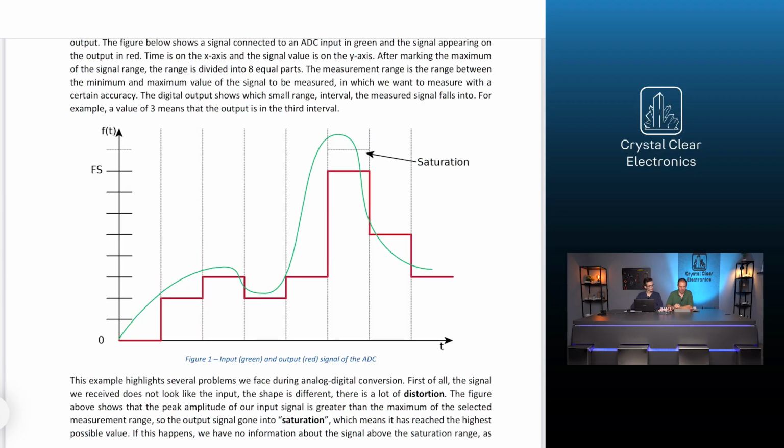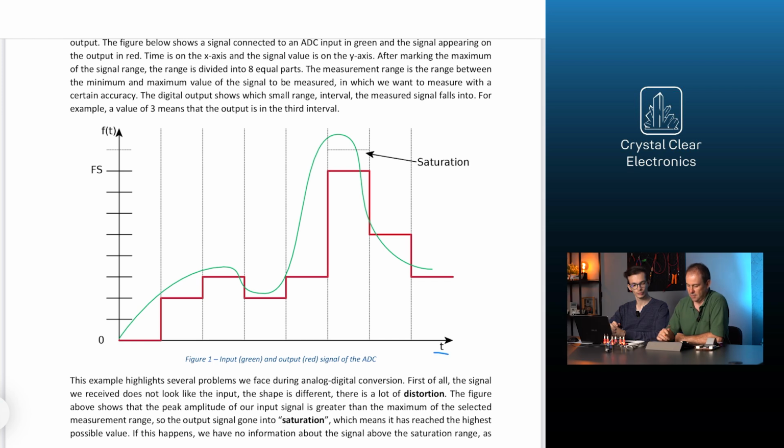The ADC is a converter which converts the continuous electrical signal connected to its input to a digital signal, and the digital equivalent of the analog signal measured periodically at the sampling time appears on its output. The figure shows a signal connected to an ADC input in green and the signal appearing on the output in red. Time is on the x-axis and the signal value is on the y-axis.